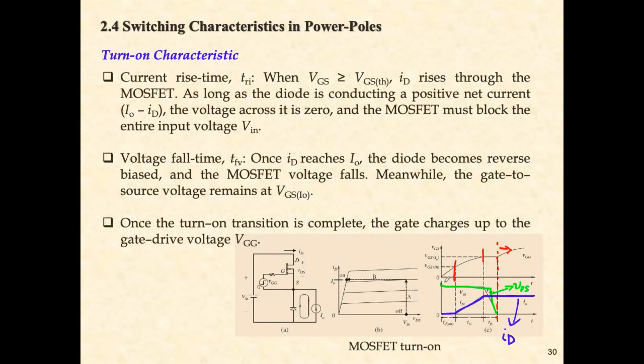Do you mean VDS? VDS drops to 0? For VDS dropping to 0, it is because at this point, ID, the drain current, is equal to I0. So it means that there is no latch current for the diode anymore, right? If there is no current, this diode becomes reverse biased. So the current will flow like this, so that VDS here will drop eventually to 0 within this period of time.